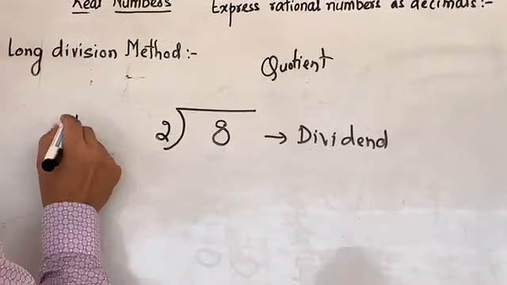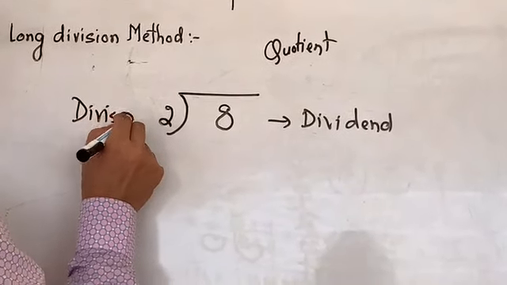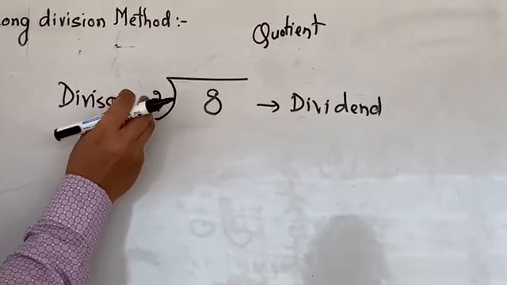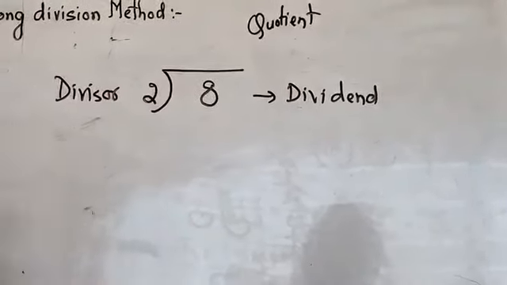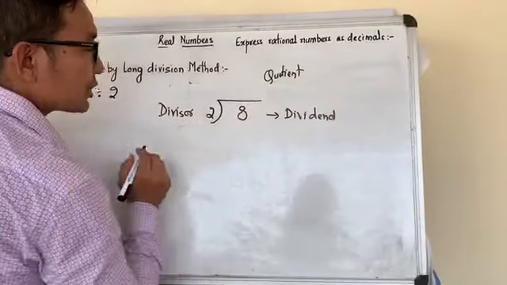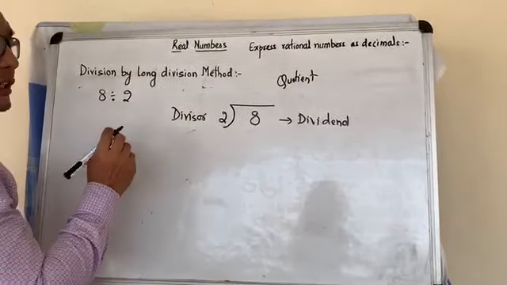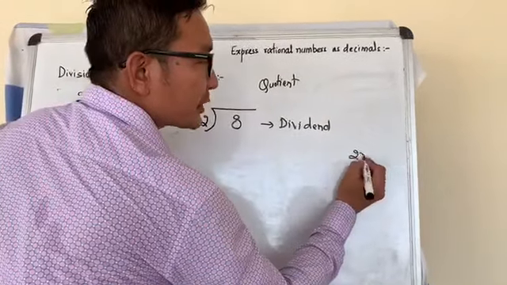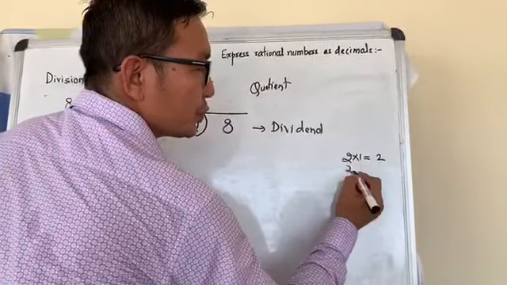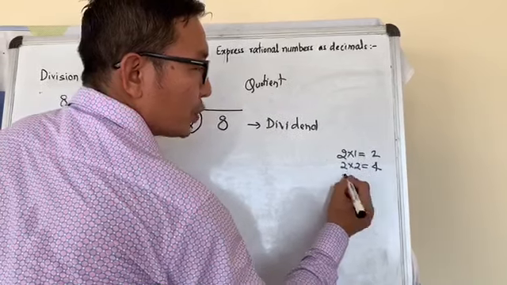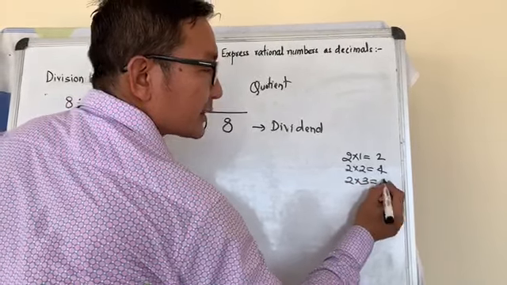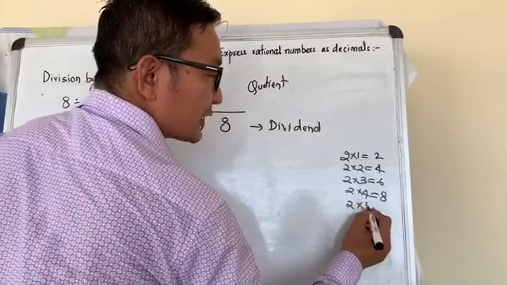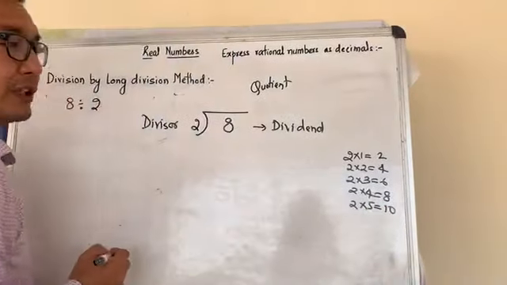Now the divisor and the dividend. Let's use the multiplication table. 2 1s are 2, 2 2s are 4, 2 3s are 6, 2 4s are 8, 2 5s are 10.